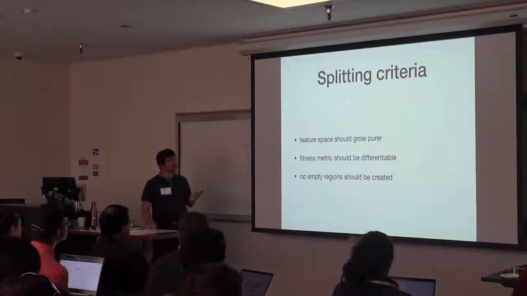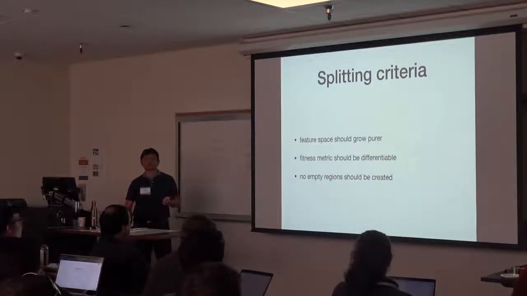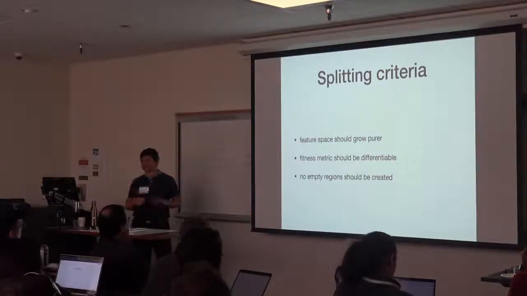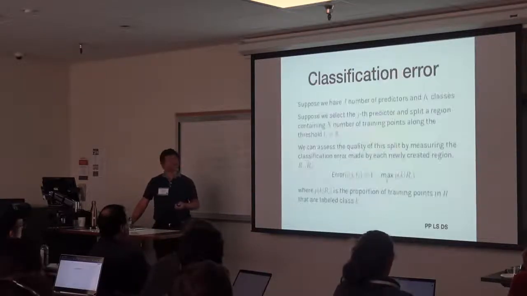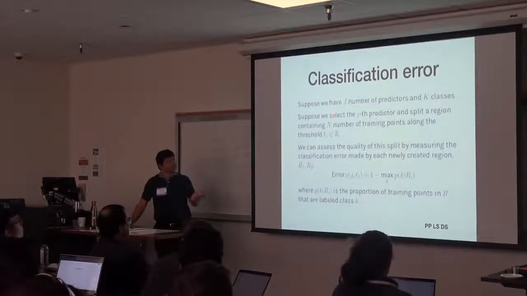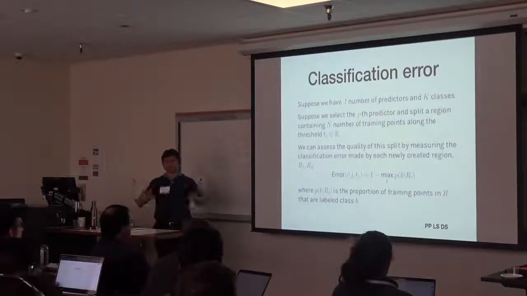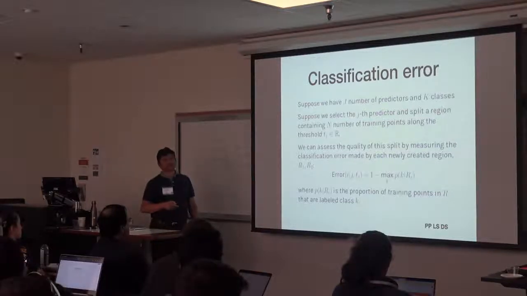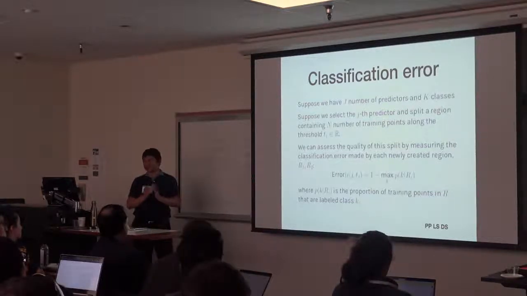So there are certain splitting criteria that you come across. The feature space should in general grow purer as you do your classifications, or the fitness metric should be differentiable, or no empty region should be created. Again, for the same reason that I mentioned, empty regions are not going to help you really. There are certain numbers that are defined for this, like the classification error, and this gets a bit technical at this point. You can look this up easily, and as I said, you don't have to code for this. It's the libraries that handle this, but you also need to know what it is doing, because when you design your features and where the splitting thresholds should be, this becomes important.